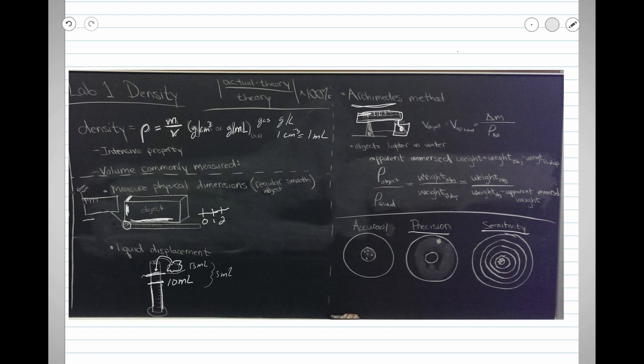So then after that, the next step is going to be record the mass of an object on an analytical balance, which is accurate to plus or minus 1 milligram, or 0.001 grams. That's our balance's accuracy limit.